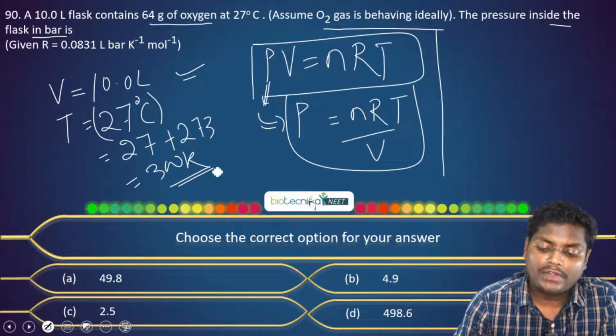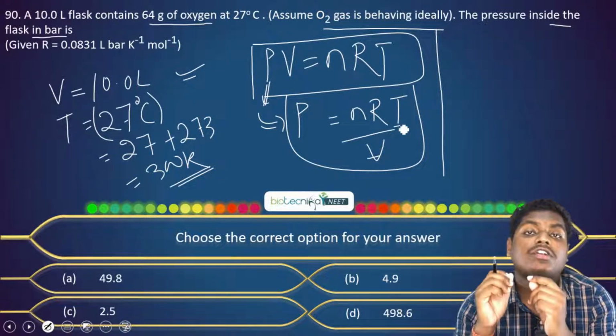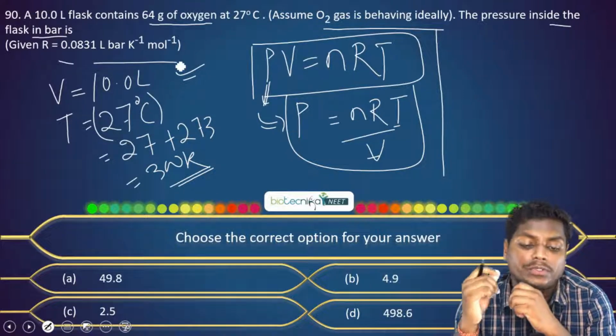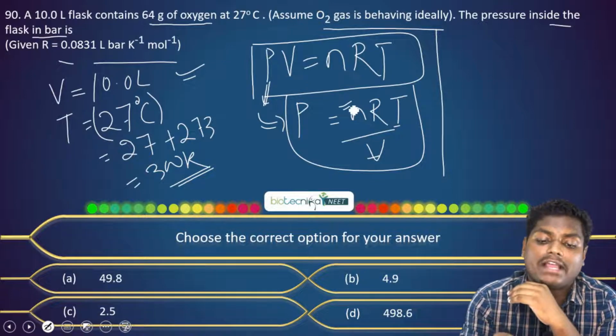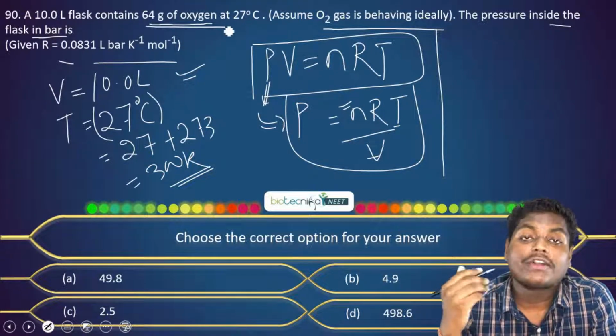Okay. Now what do we need? We have volume here. We have temperature here. The R is a constant, which is the universal gas constant, and they have also given us the value. So what is the factor that is only left? It is n, the number of moles. So they have given us the grams of oxygen that is present inside. So how can we find it?